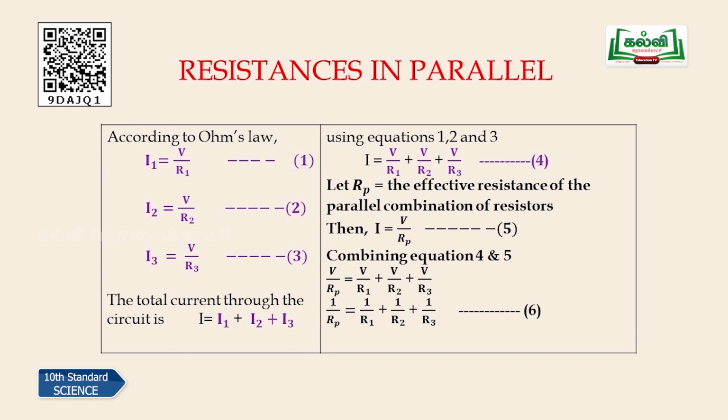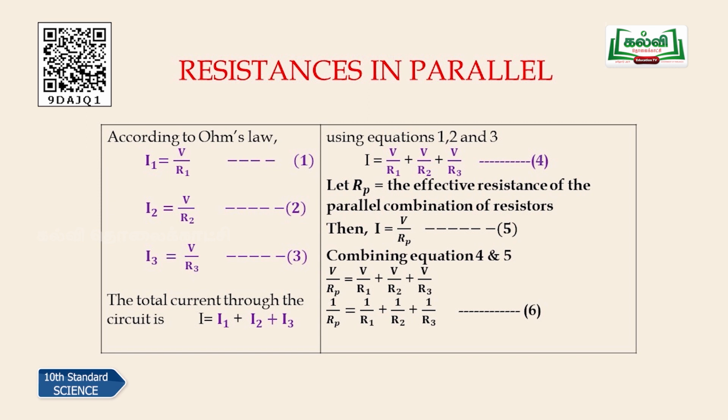So what is the total current through the circuit? Yes, you have to sum up all the current. So I is equal to I1 plus I2 plus I3. Now using the equations 1, 2 and 3, we have to substitute the value of I1, I2 and I3 into the total current through the circuit, so that we can get I is equal to V by R1 plus V by R2 plus V by R3.